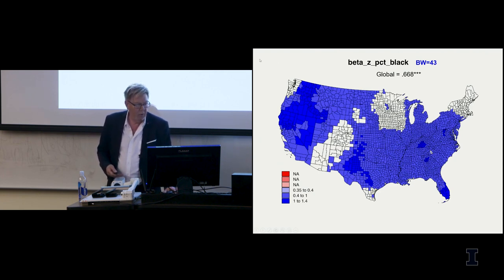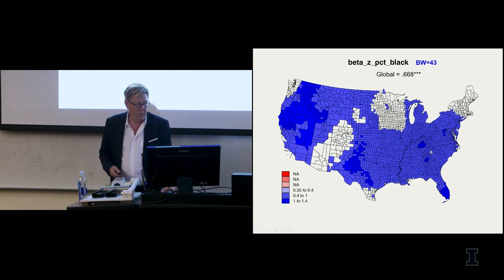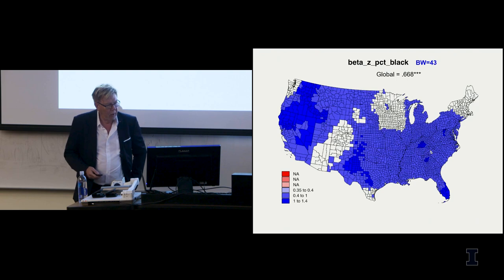But there are four patches in the country where it doesn't have a significant impact on votes. And these are areas where there's a relatively low proportion of African Americans. So Washington, Arizona, Colorado, Minnesota, Wisconsin, and then New England. And Southern Texas, so it's mainly very Hispanic counties down there.